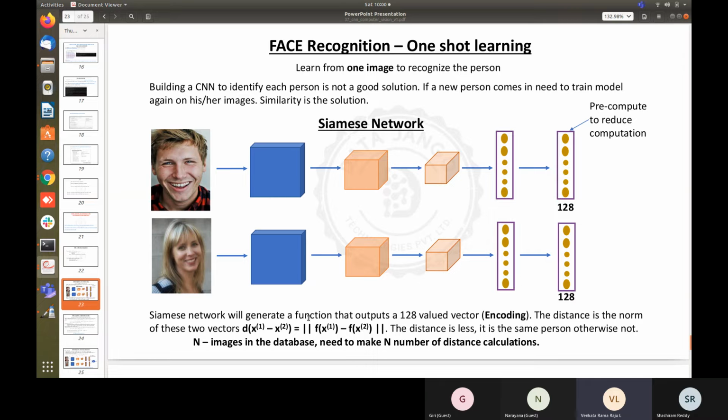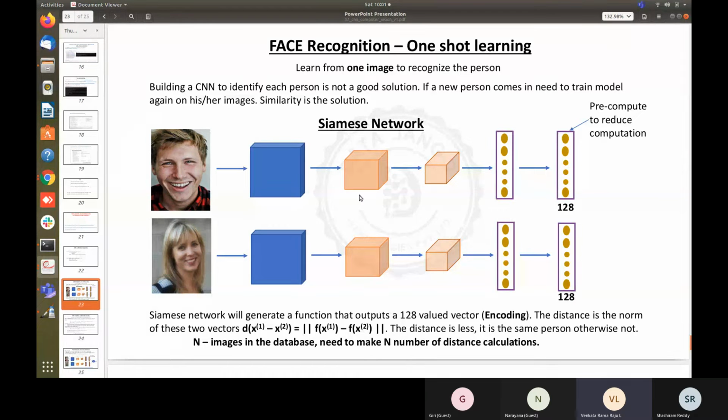Siamese network will generate a function that outputs a 128 valued vector encoding or embedding. The distance is the norm of these two vectors, X1 and X2. That distance function is the norm of F of X1 minus F of X2. Norm is nothing but the Euclidean distance. What is F of X1? This network is the F function.